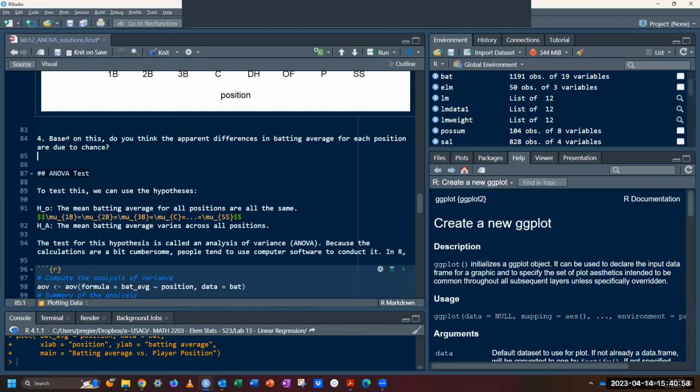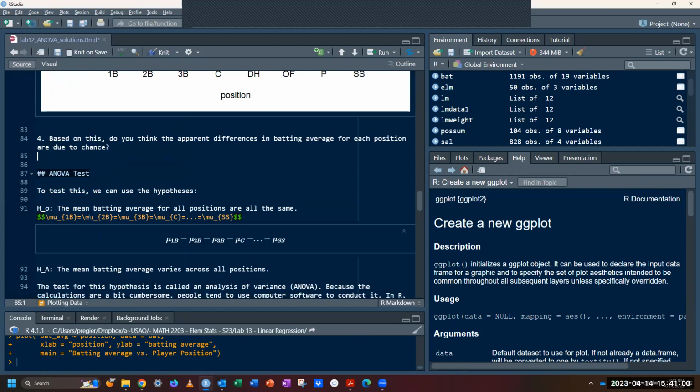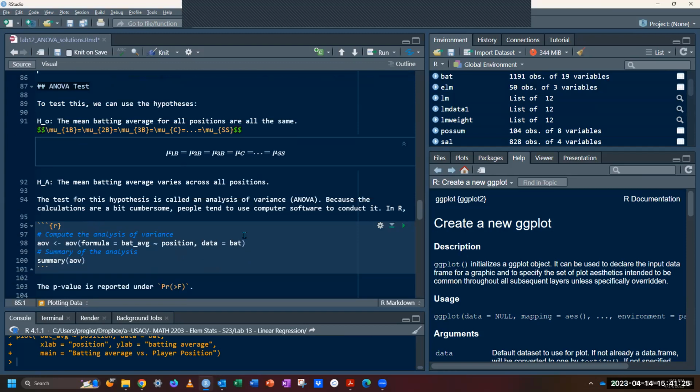The way we test this question is we look at the assumption that they're all equal. We just assume they're all equal. And if that is true, we can find a statistic called the F statistic from this ANOVA test that will test the probability of observing the data that we have, given that they are actually all equal. The opposite of that would be saying, hey, they vary across position.